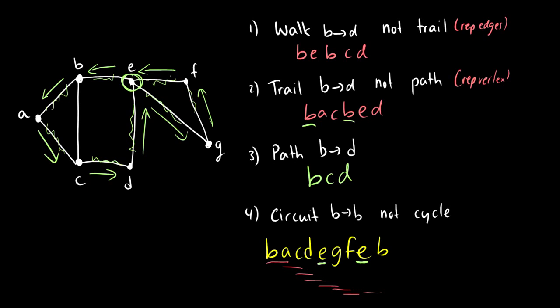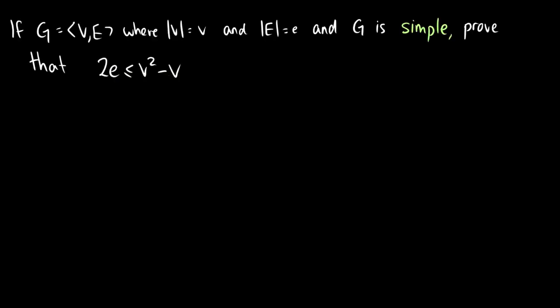Okay, that was one practice problem. And the next one is tricky. So if a graph G is a pair of vertices and edges, where the cardinality of V is equal to v, so this just means the number of vertices, and the cardinality of E is equal to little e, so this is just the number of edges.